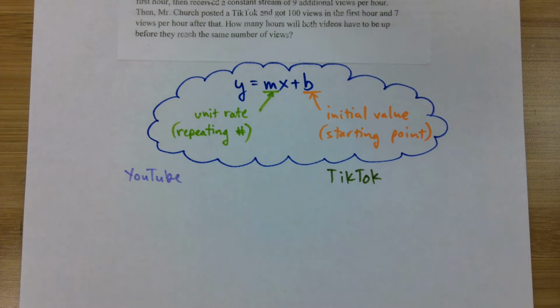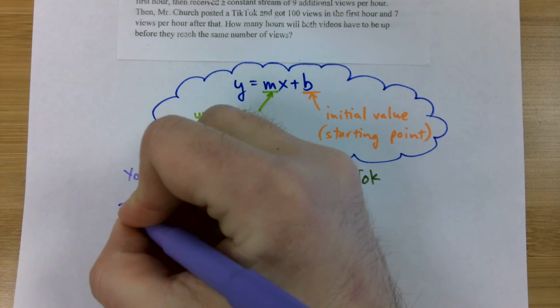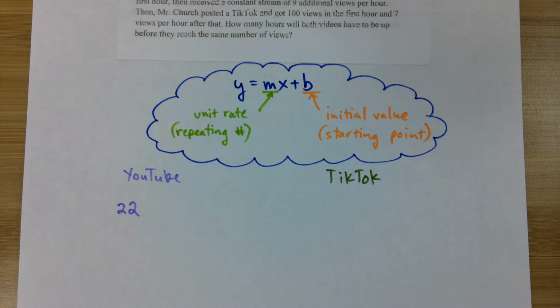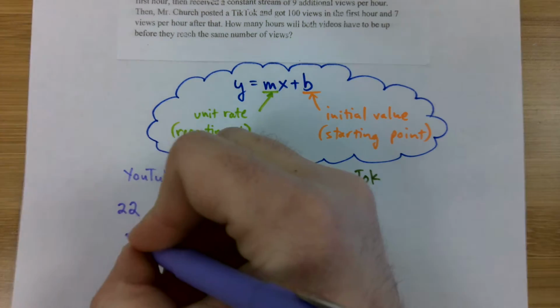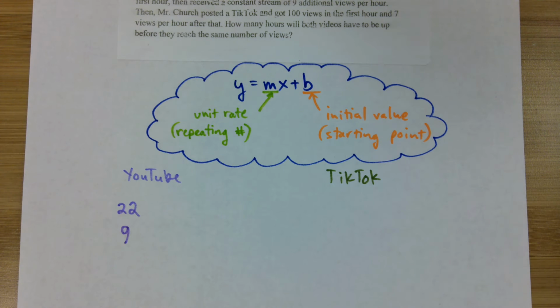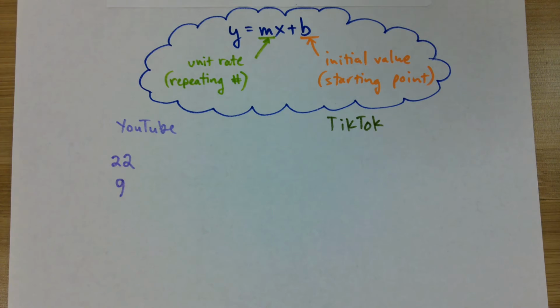So, like I said, we're going to split this up into 2 different situations here. With the YouTube video, I got 22 views in the first hour, and then after that I received 9 views per hour. So the 2 numbers associated with the YouTube context here are 22 and 9. Now, one of these numbers is our unit rate, and one of them is our initial value. Who can help me figure out which one is going to be which? Theo, go ahead and help us out. Which one is going to be our unit rate?